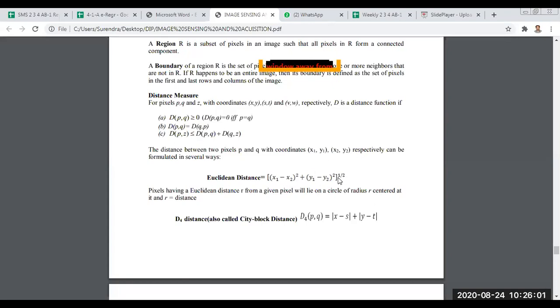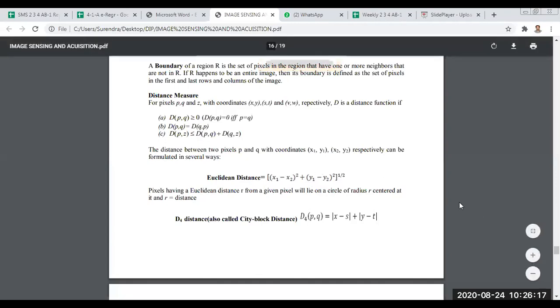In general, it is the square root of (x1 minus x2) whole square plus (y1 minus y2) whole square. This is the general normal equation. We have already faced it in many different subjects, calculating the distance between two coordinate points.